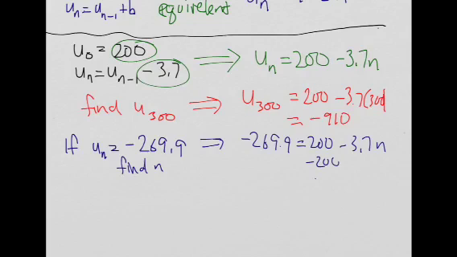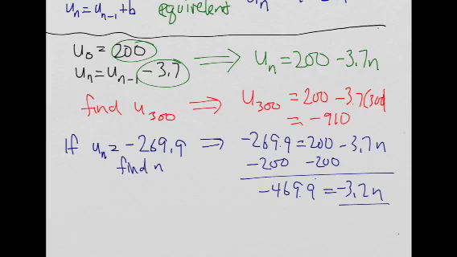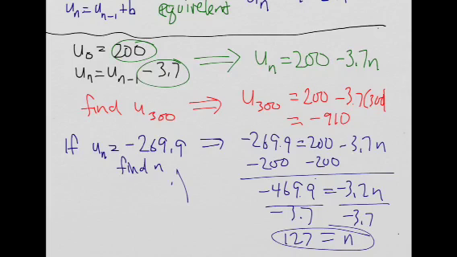So I'll subtract my 200 to get the n all by itself. I get negative 469.9 equals negative 3.7n. I'll divide by negative 3.7 on both sides, and I end up with n equals 127. So there's my value. This negative 269.9 is u sub 127.